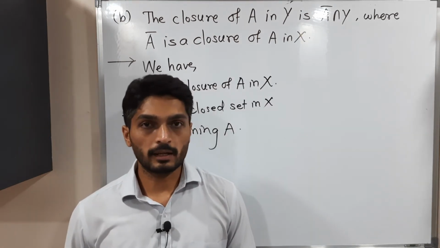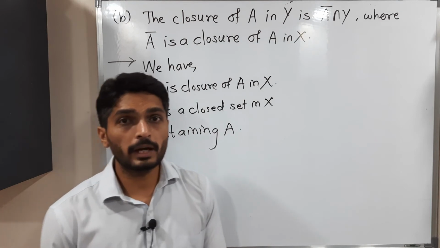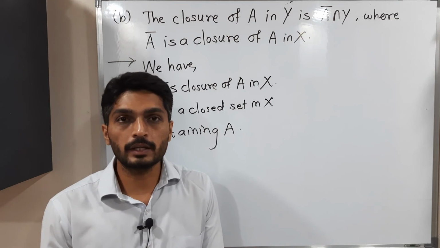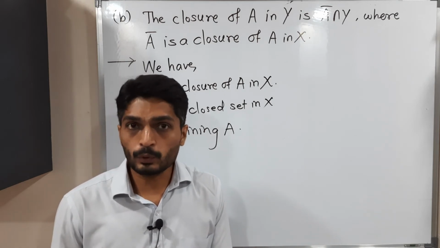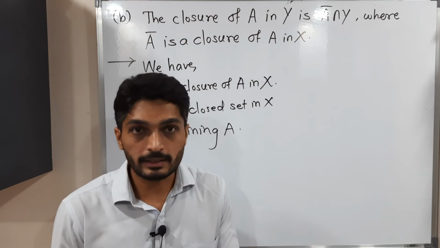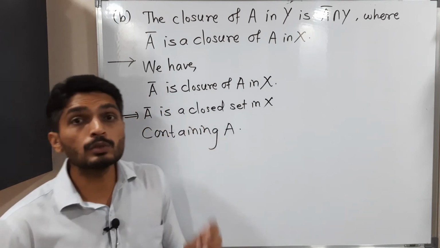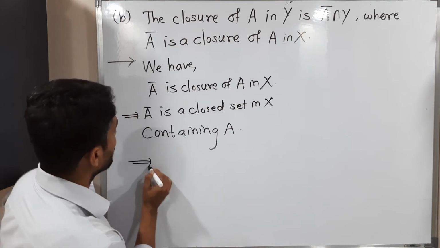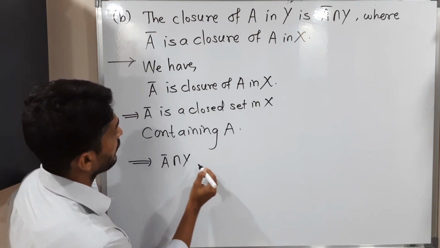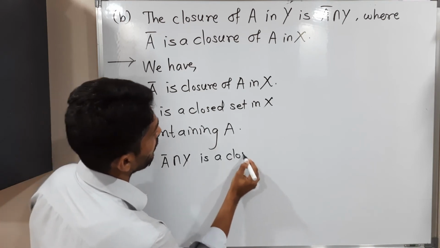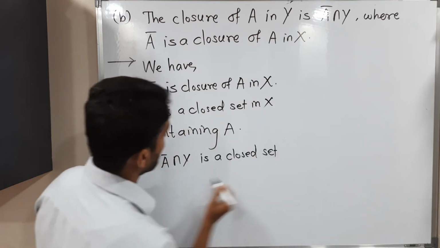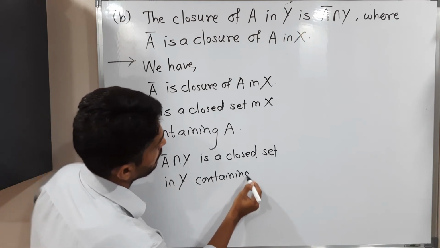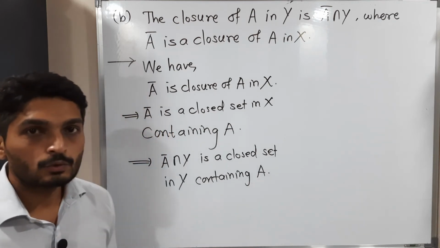So let us prove the second half. So here, what is the information we have? A bar is the closure of A in X. We have already proved closure is a closed set which contains set A. So therefore, A bar is a closed set in X containing A. So see, if I take the intersection of A bar with Y, then it is a closed set in Y containing A.